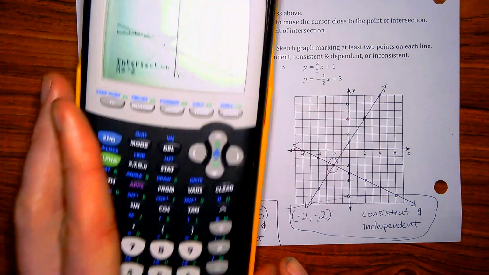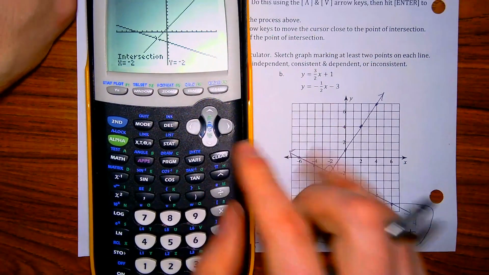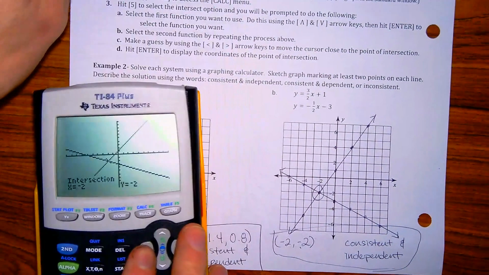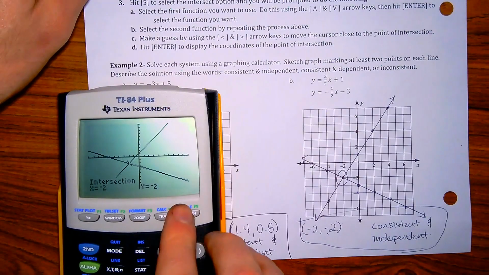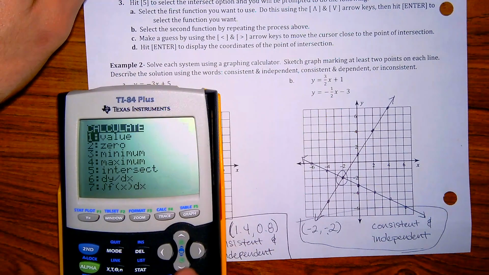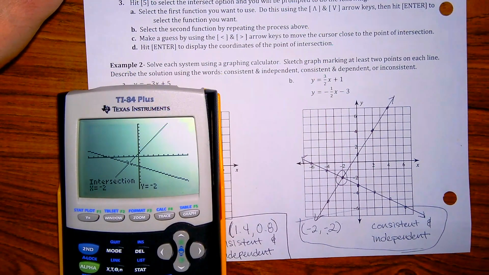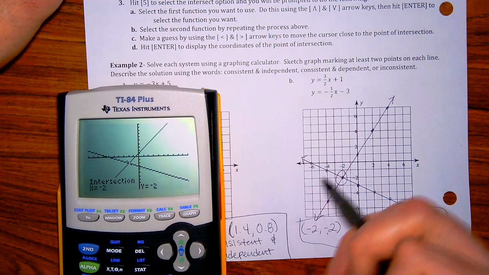Just as a refresher, if I ever want to calculate where an intersection point is, all I have to do is go to the blue button right here. I have to press the blue first. Second, calculate, go down to intersect, which is what I'm looking for. It's where they cross, or an intersection, you can think of like in traffic for those of you that are about to drive. Press enter, press enter, press enter, and it gives me -2 as my answer, just like our problem here.